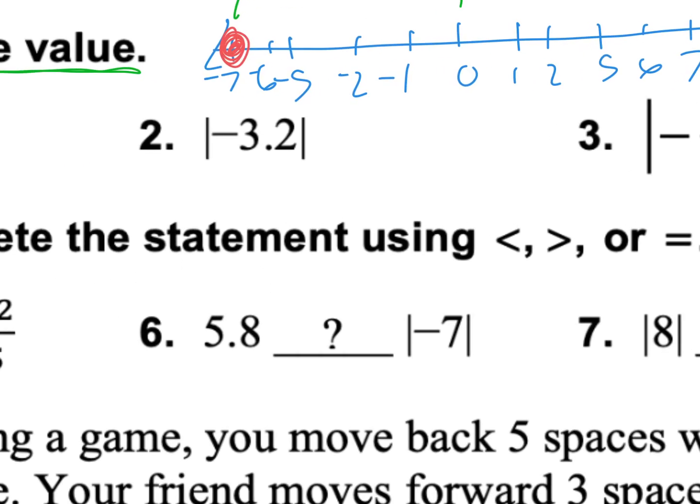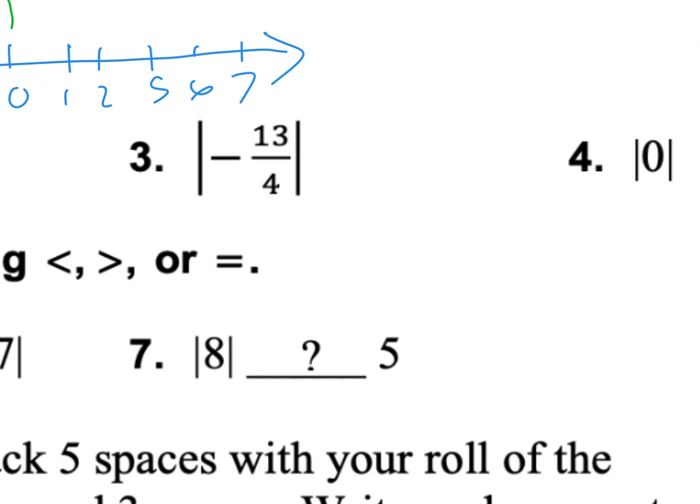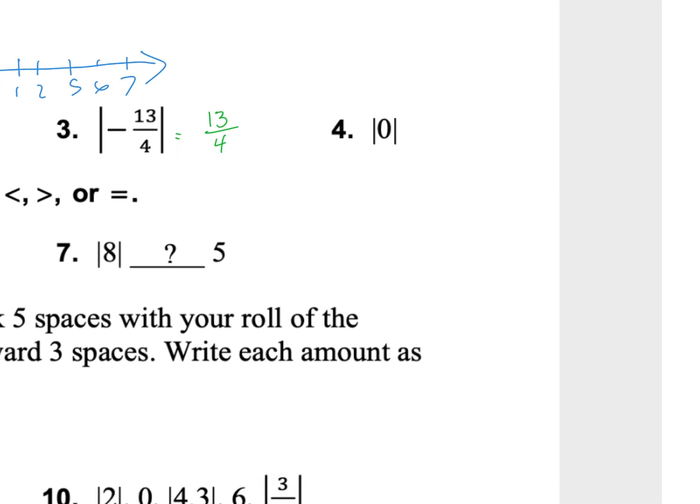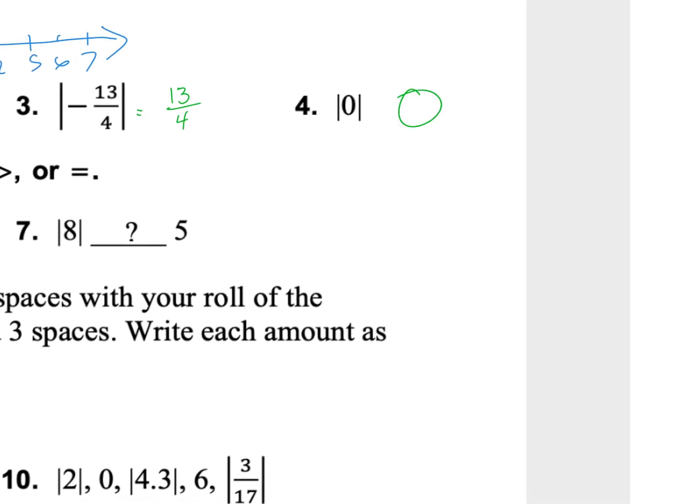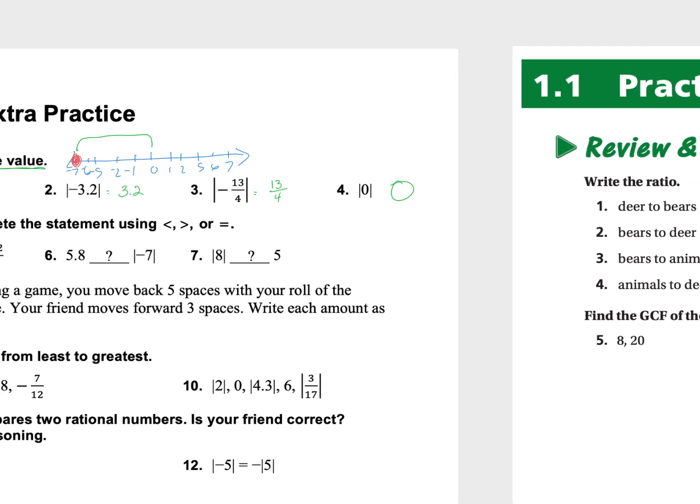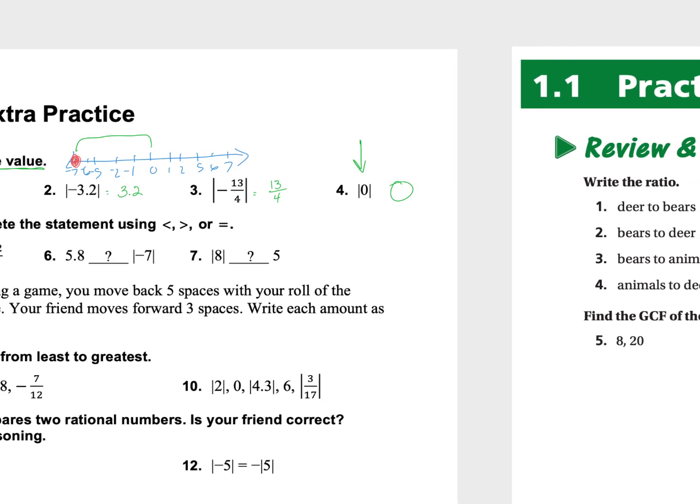Okay. The absolute value of negative 3.2 is just 3.2. The absolute value of negative 13 fourths is 13 fourths. And the absolute value of 0 is 0. And just a reminder, in case you're not hearing me or you want a visual, I read this like absolute value of 0. Like that's the words for that right there. Okay.